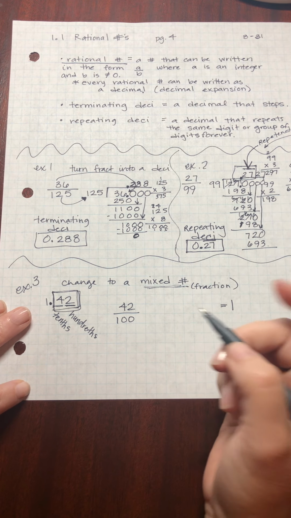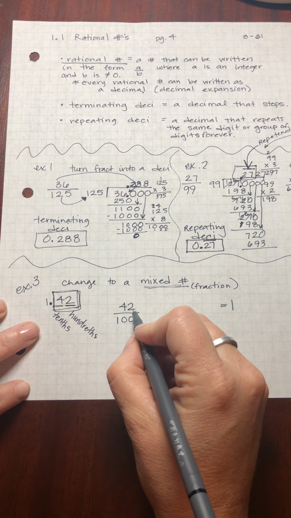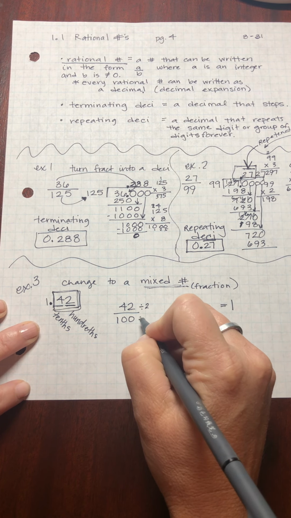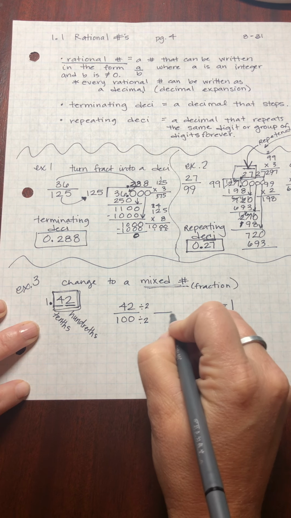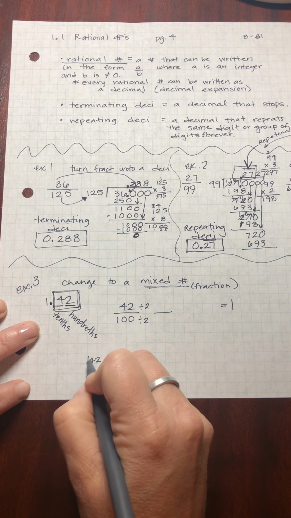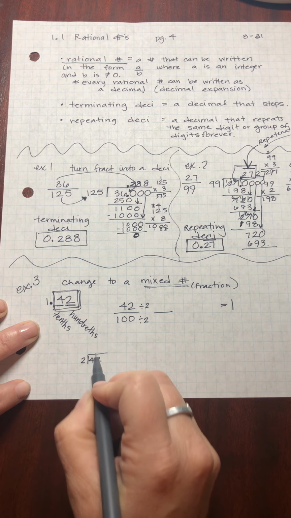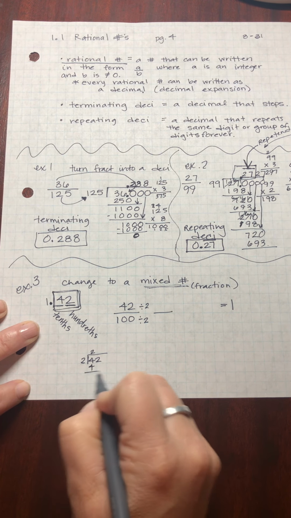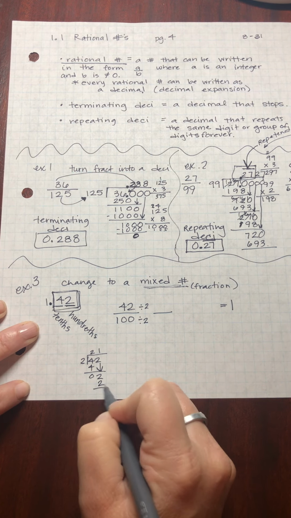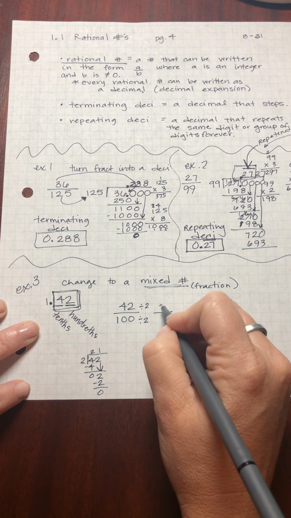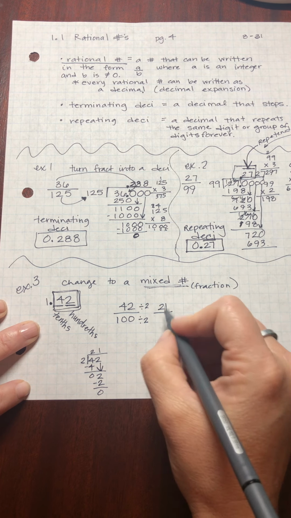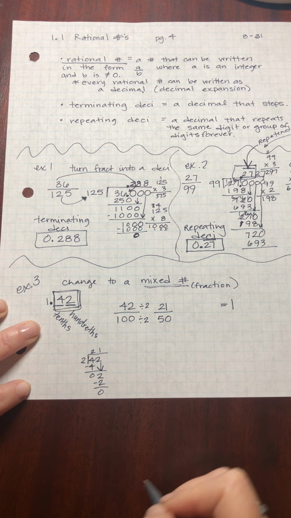They might have a ton of numbers in common, but right off the bat, I know that 2 and 0 are both even. So I'm going to divide both the top and the bottom by 2. 42 cut in half. 2 goes into 4 2 times. It's even with none left over. Bring down the 2. 2 goes into that 1 time with none left over is 21. And 100 cut in half is 50.